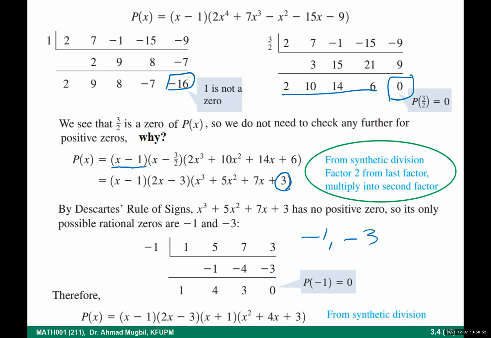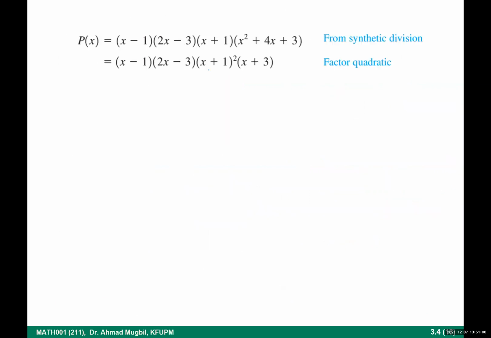We have x minus 1 times 2x minus 3 times x plus 1 times x squared plus 4x plus 3. And you know how to factor this one. It is quadratic. And here it is. Look, if you had tried negative 1 from the beginning, it would be of multiplicity 2. You can use it twice, and the process will be much easier. We have now 4 zeros. One of them is of multiplicity 2.